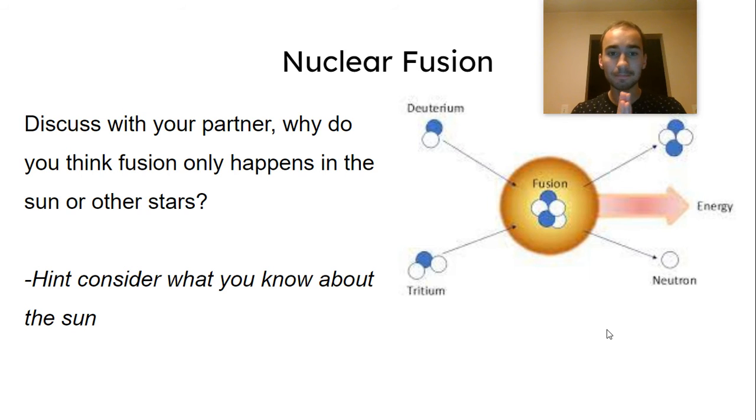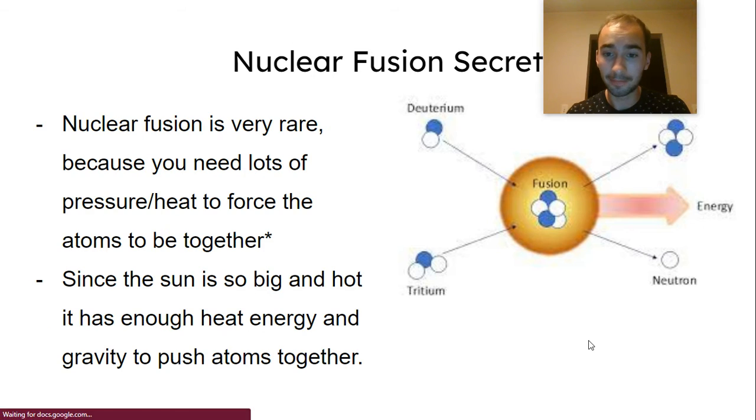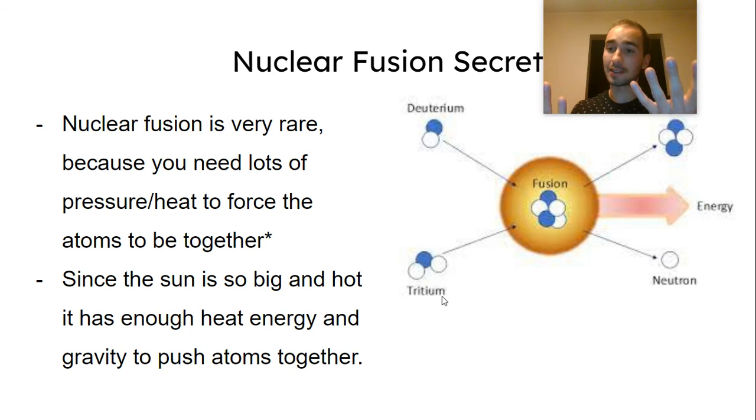Okay? Hopefully you remember the sun is super big and super hot. So, the reason why it's really easy to do in the sun, but not on Earth, is because the sun is like 1,000,000 degrees. So, since the sun's so hot, these atoms have a lot of thermal energy. So they're going to be moving very fast. So fast even that when they hit each other, they'll slam into each other with enough force that they'll combine into something new.